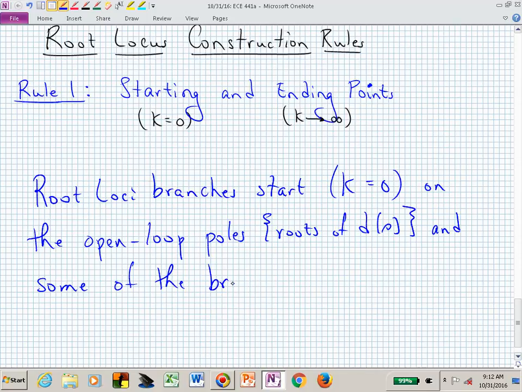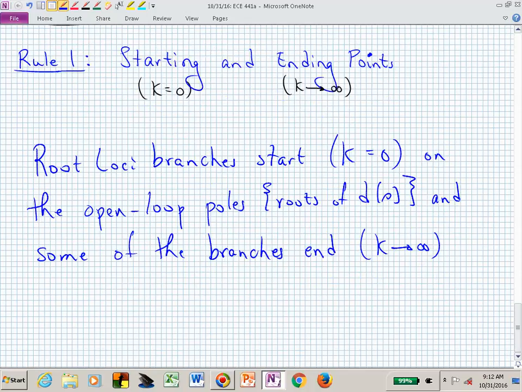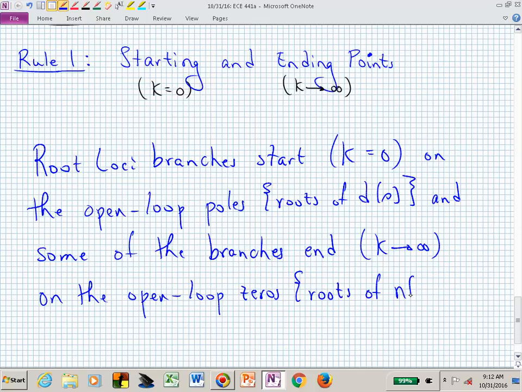of the branches end, that's as k gets big or k goes to infinity. Some of the branches end on the open loop zeros. And the open loop zeros, we are saying, are the roots of that numerator polynomial n of s in our standard form.